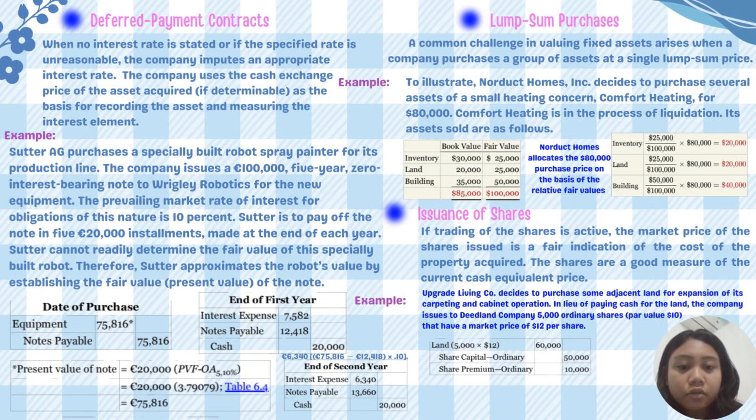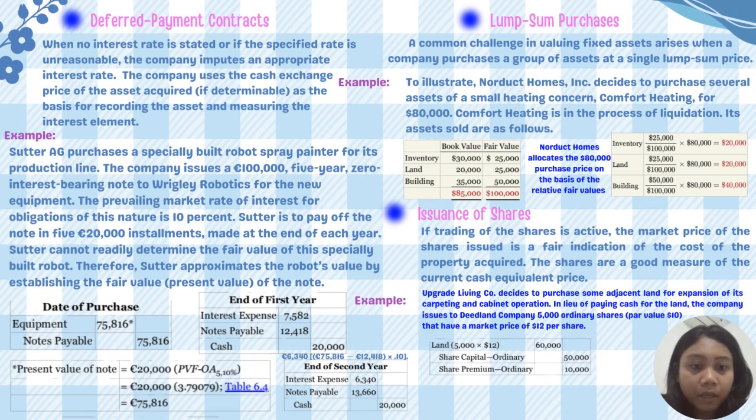Sutter is to pay off the note in $20,000 installments made at the end of each year. Sutter cannot readily determine the fair value of this specially built robot. Therefore, Sutter approximates the robot value by establishing the fair value or present value of the note.